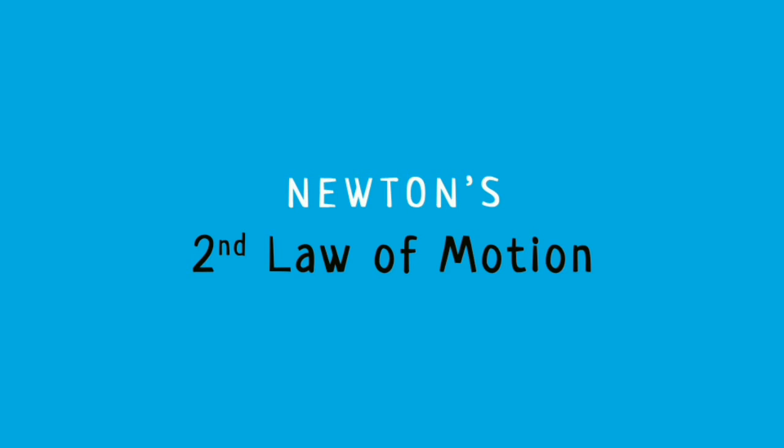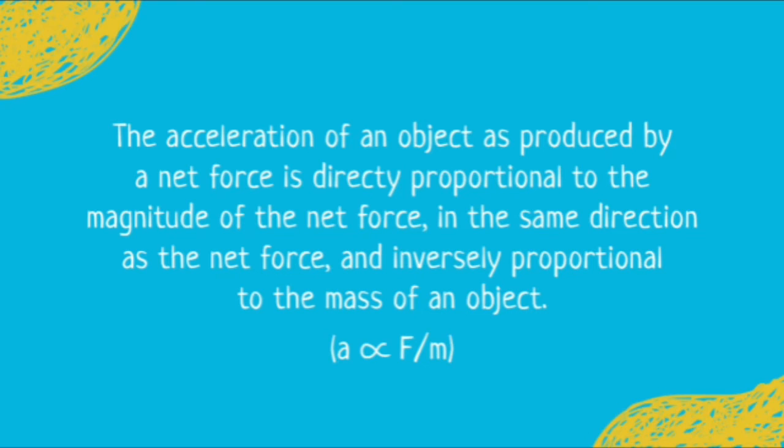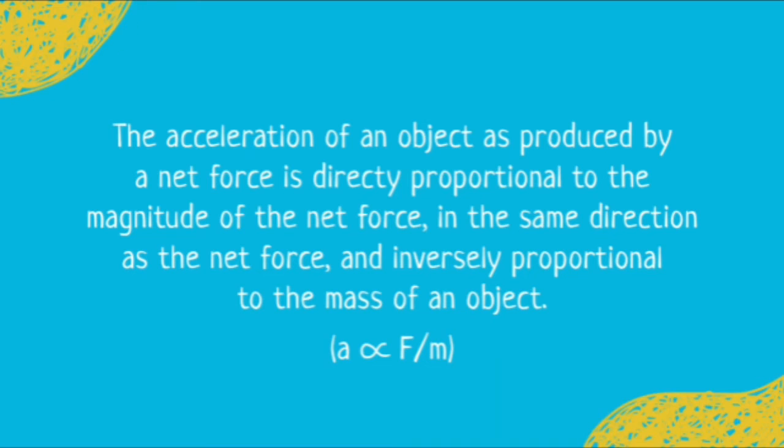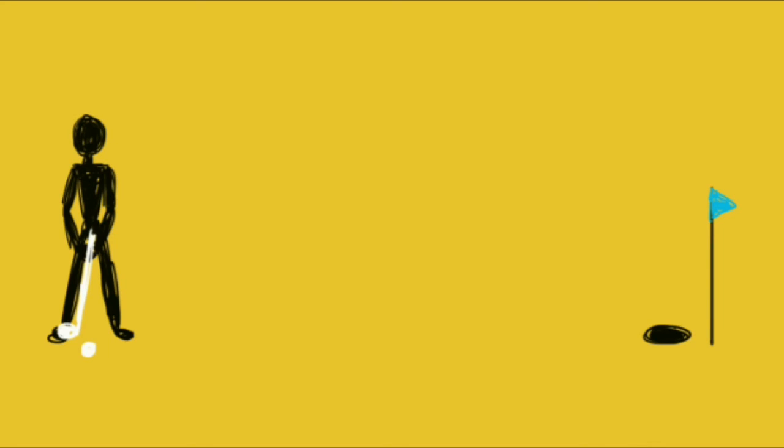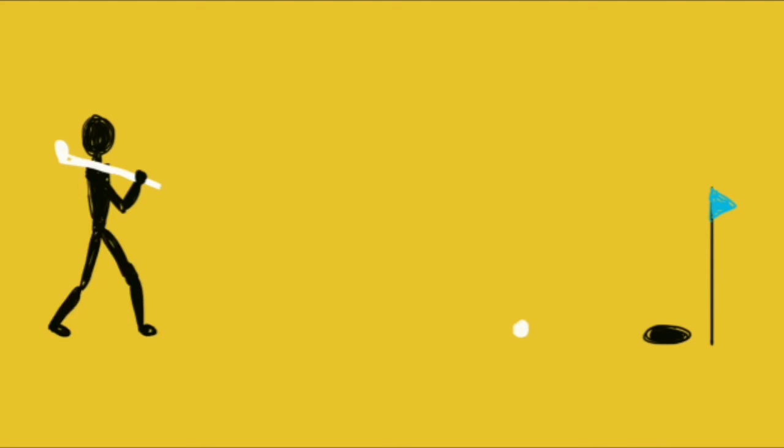Moving on to Newton's second law of motion. It states that the acceleration of an object is proportional to the applied unbalanced force in the direction of the force and is inversely proportional to the mass of that object. Taking the example of a golf player, when he hits the ball with a large force, the ball moves with a large acceleration as well. But when he lightly hits the ball, the acceleration of the ball is very less.